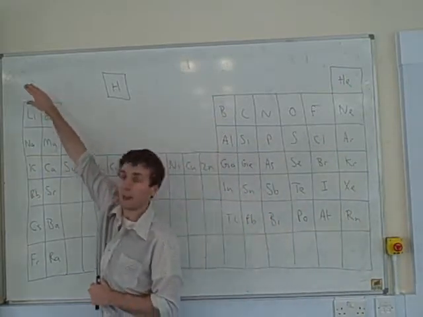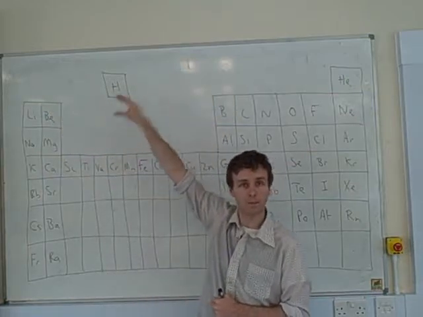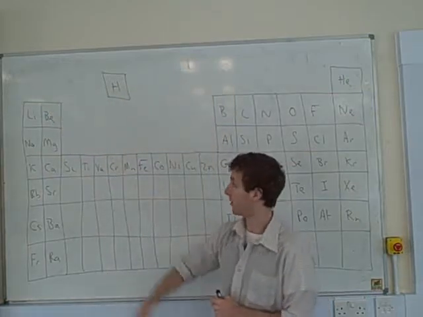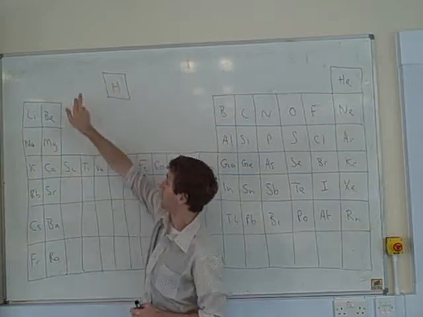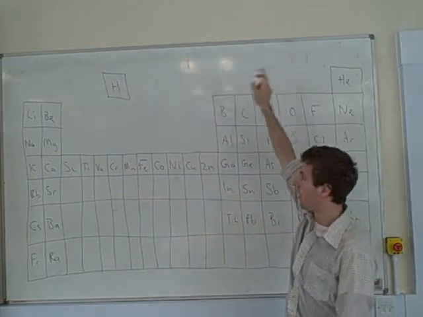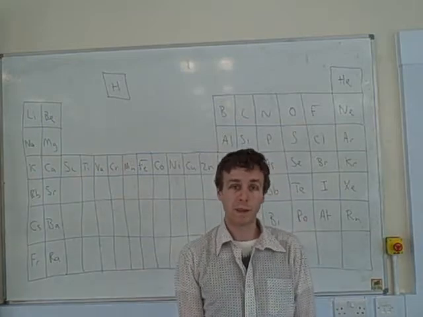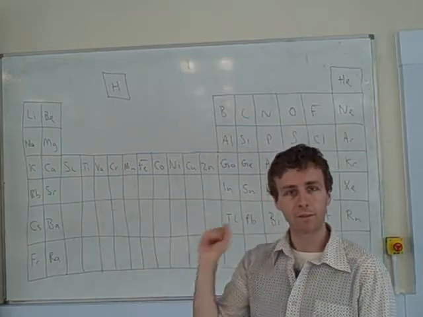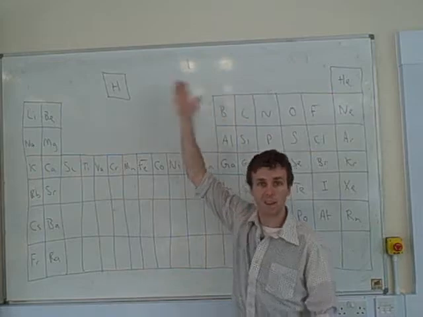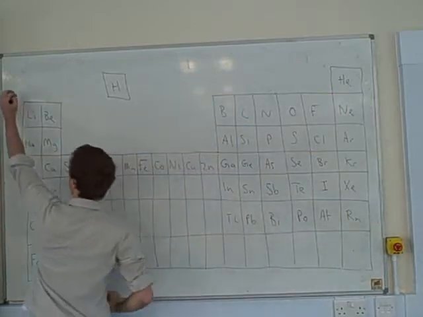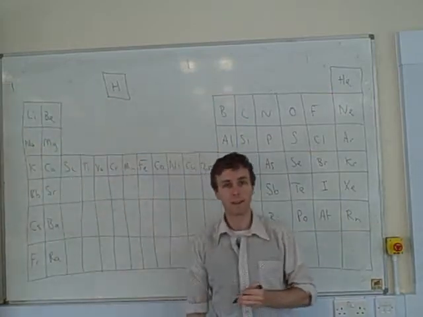Now periods are the rows that go across. So our first period is this first row, which is hydrogen and helium. Now, as they're not as big a row as all the others, a lot of people miss out hydrogen and helium and kind of forget they're there, but they're not. Obviously they are a row, so my period 1 will be hydrogen and helium.